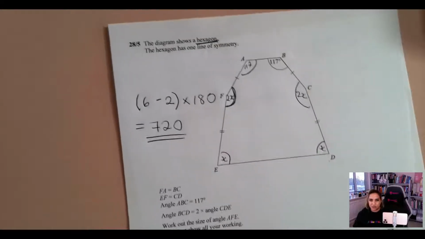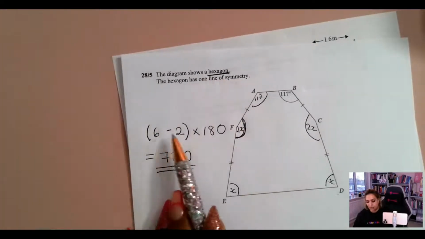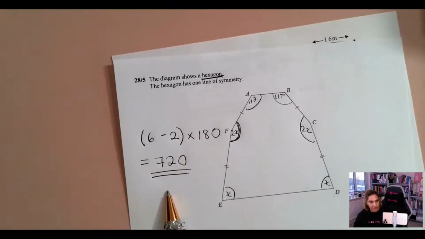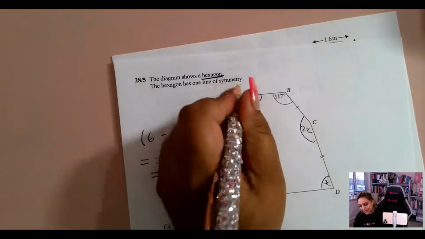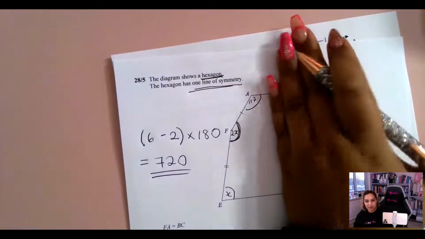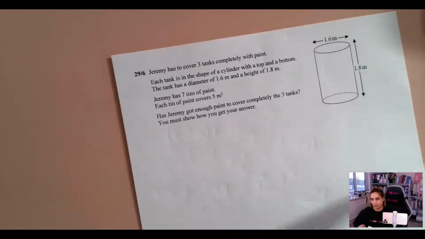So that's a little trickier. But the important thing is, if you've got a hexagon, you can find the internal sum of the angles, which gives you 720. They tell you there's a line of symmetry, so you can mirror the angles on both sides. Okay.